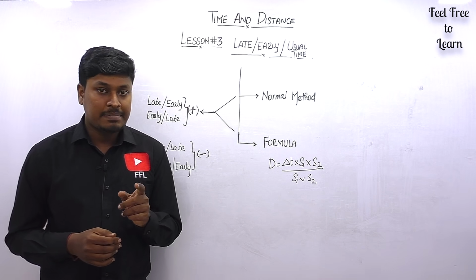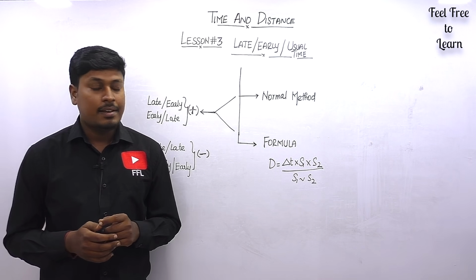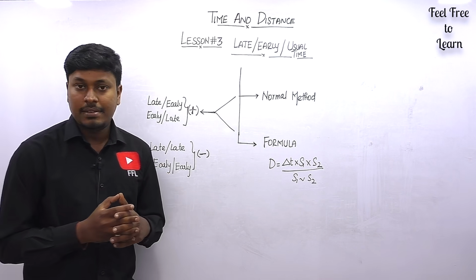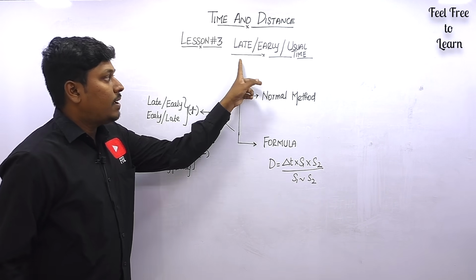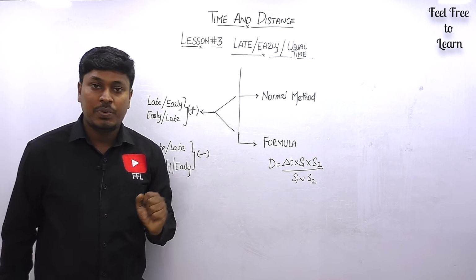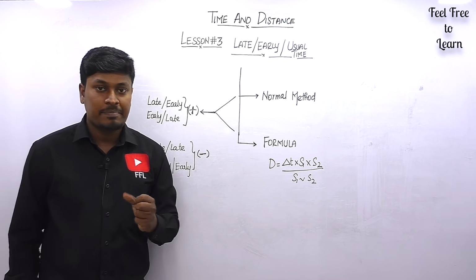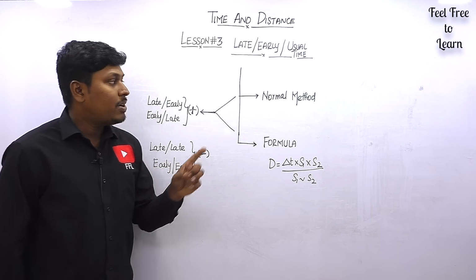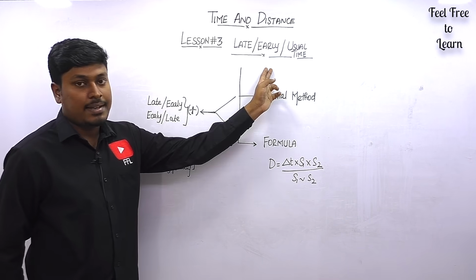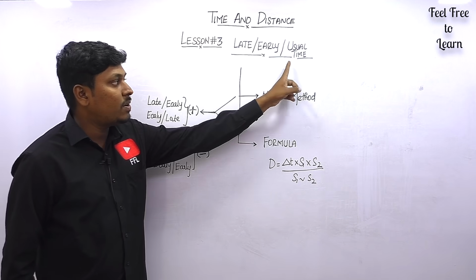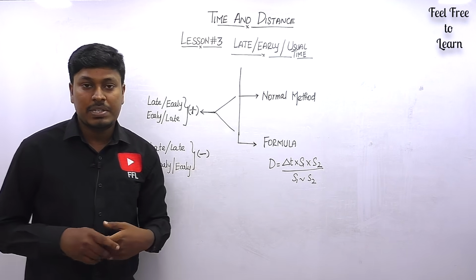So in this lesson number 3 on the topic time and distance, we are going to solve 7 different questions that are based on the concept called late, early and also usual time, or otherwise usual speed. So the first 6 questions will be on the concept called late and early, and the last question, a small concept, is based on usual time or otherwise usual speed.